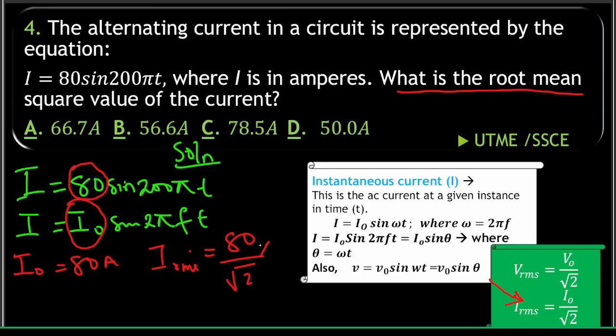So if I want to rationalize, I'll multiply both the numerator and denominator by root 2, so that I will get root mean squared value is equal to 40 root 2. Okay, so if you punch this, you will get 56.6 ampere. So option B is the correct option.